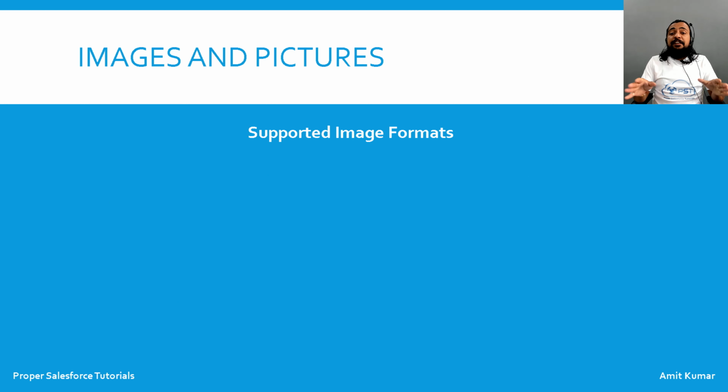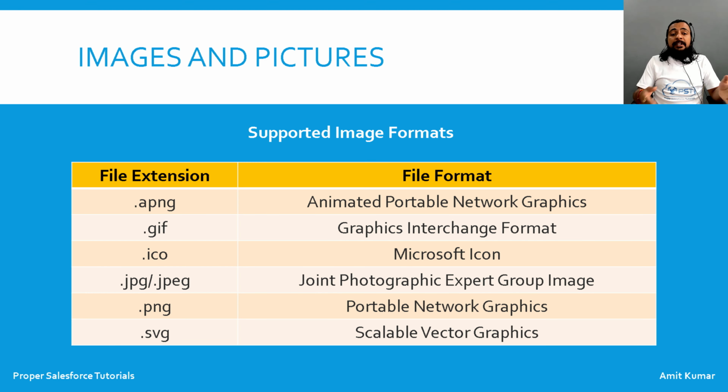Now there are different image formats that are supported by HTML. For example, these are the supported file formats of HTML: animated portable network graphics, graphics interchange format, Microsoft icon, joint photographic experts group image, portable network graphics, and scalable vector graphics. These are the different types of image files which an HTML page can support, and the corresponding file extension is also provided here.